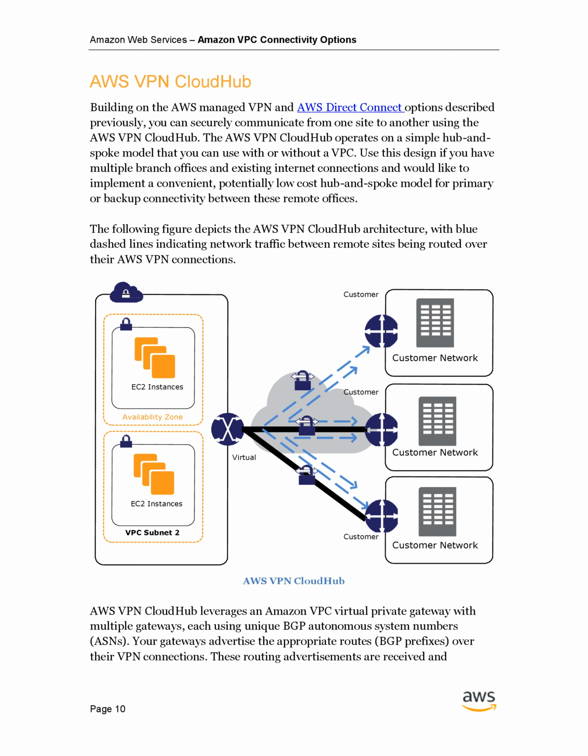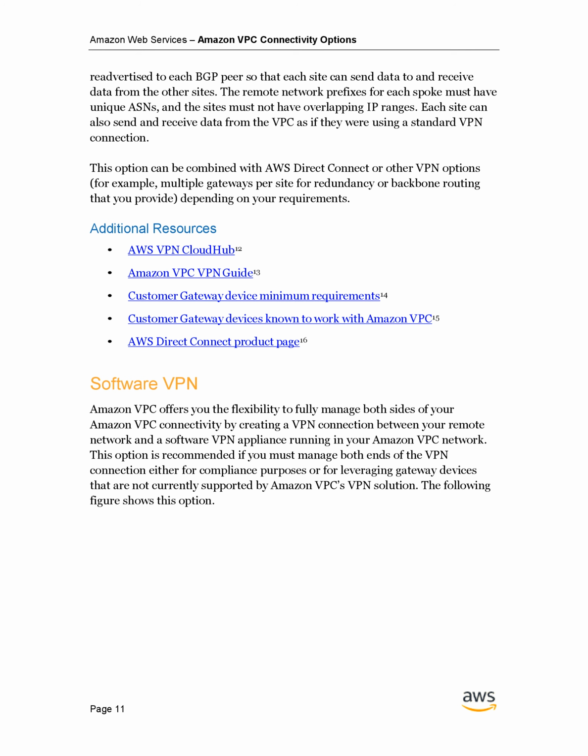The following figure depicts the AWS VPN CloudHub architecture, with blue dashed lines indicating network traffic between remote sites being routed over their AWS VPN connections. AWS VPN CloudHub leverages an Amazon VPC virtual private gateway with multiple gateways, each using unique BGP autonomous system numbers, ASNs. Your gateways advertise the appropriate routes, BGP prefixes, over their VPN connections. These routing advertisements are received and re-advertised to each BGP peer so that each site can send data to and receive data from the other sites.